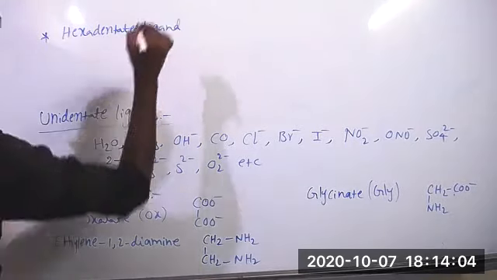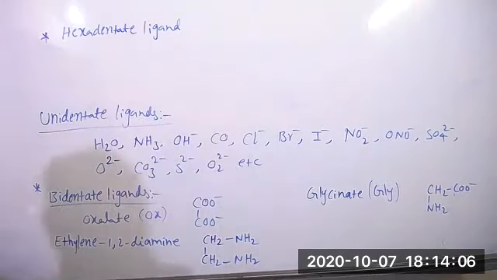Shouldn't it be ethane 1 comma 2 diamine? That is my ethylene 1 comma 2. Oh, ethene. Yes, you can write ethene 1 comma 2 diamine.